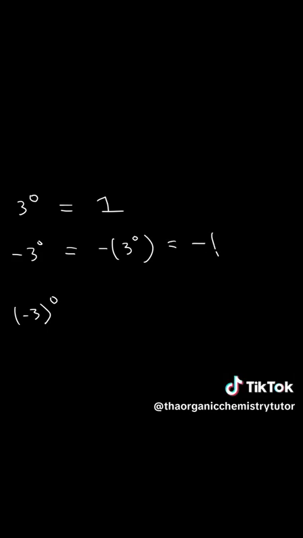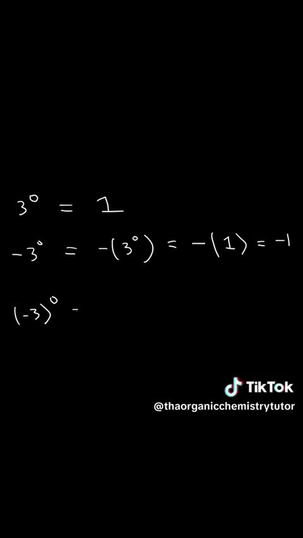Now sometimes you may have to deal with a zero exponent. Now what you need to know is that anything raised to the 0 power is 1. 3 to the 0 is 1. Now what about negative 3 to the 0? Negative 3 to the 0 is basically the same as this expression. The 0 only affects the 3, not the negative sign. So this is going to be negative, and then 3 to the 0 is 1, so overall this is negative 1.